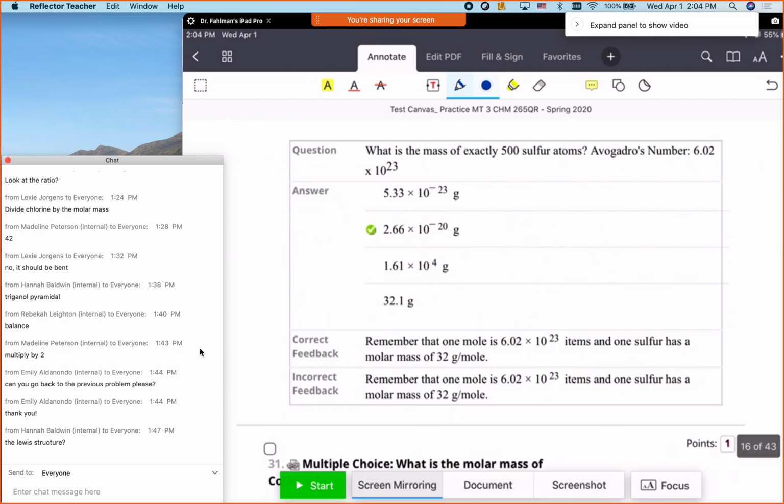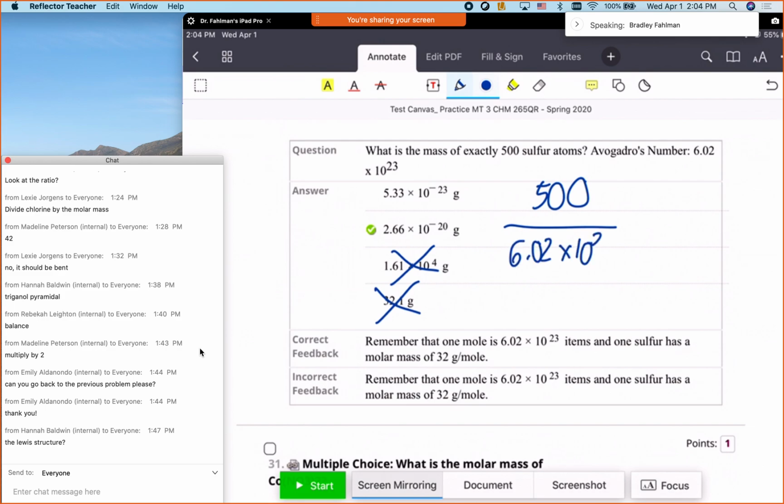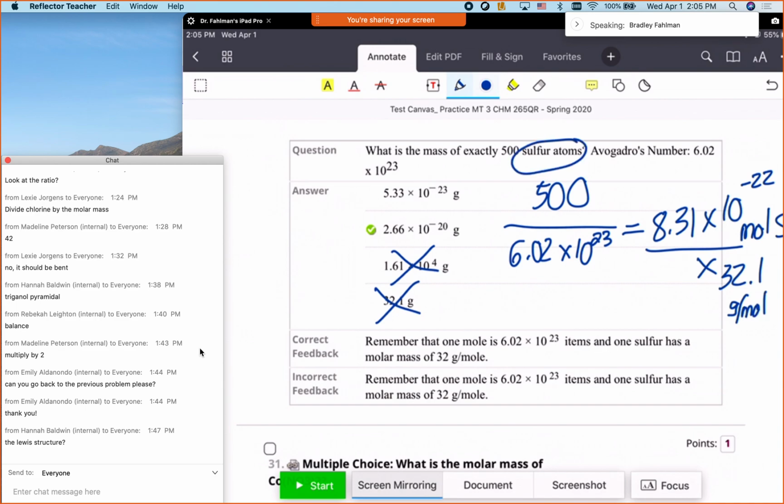What's the mass of exactly 500 sulfur atoms? Again, it's going to be really, really small, so forget about that one, forget about that one. And so 500 sulfur atoms, you go 500 divided by Avogadro's number, and that will give you the moles of sulfur. So 500 divided by e to the 23, that's 8.31 times 10 to the minus 22 moles of sulfur. Then you multiply by the 32.1 grams per mole, we're talking sulfur atoms here. So times 32.1 gives you 2.66 times 10 to the minus 20 grams.